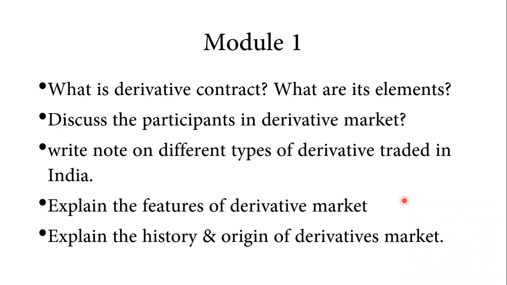Under module 1, the first question is: what is a derivative contract and what are its key elements. Second, discuss the participants in the derivative market. Again, important questions. Next, write a note on different types of derivatives traded in India. Very important. Explain the features of the derivative market. Very important. And explain the history and origin of the derivative market. So these are the first set of questions under module 1 that need to be studied very well. You all can note it down once.